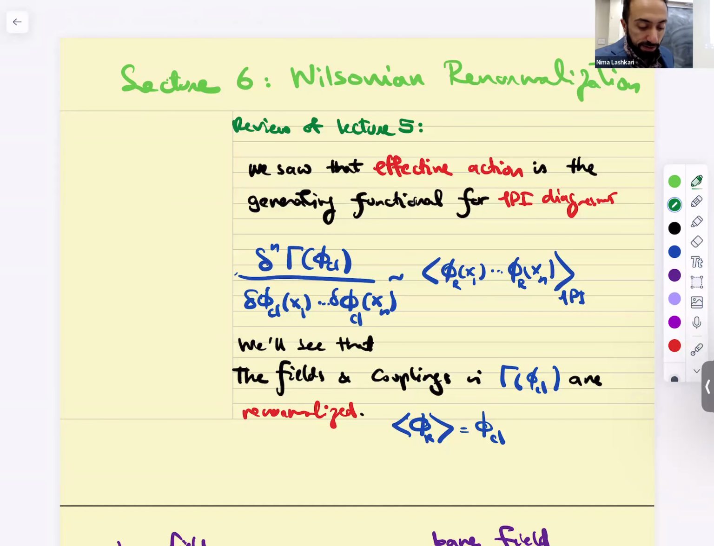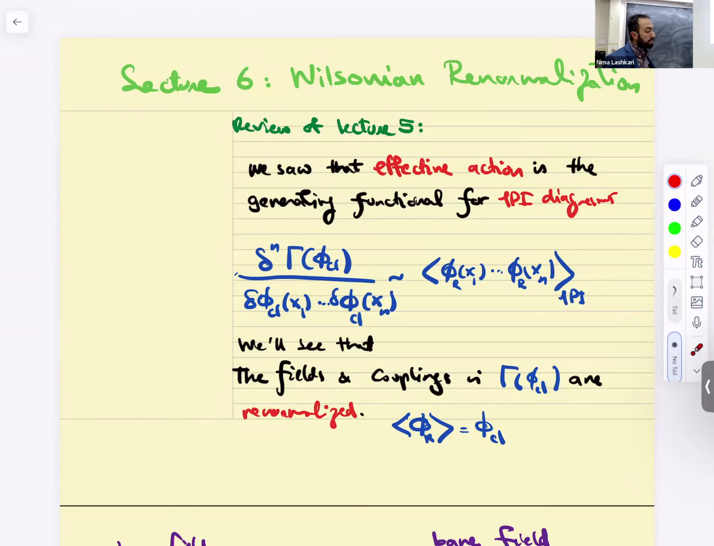So, review of the previous lecture. In the previous lecture, we talked about effective actions as the generating functional for 1PI diagrams. We argued that the first derivative of the effective action, if you recall, by definition at phi equal phi classical was J, right? Remember the analogy of classical finite temperature field theory?